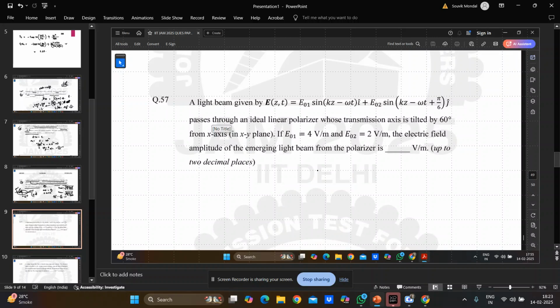57, I also have a little bit of confusion. If someone does this problem, then please give the solution in the comments. You can suggest what the solution should be in the comment section.